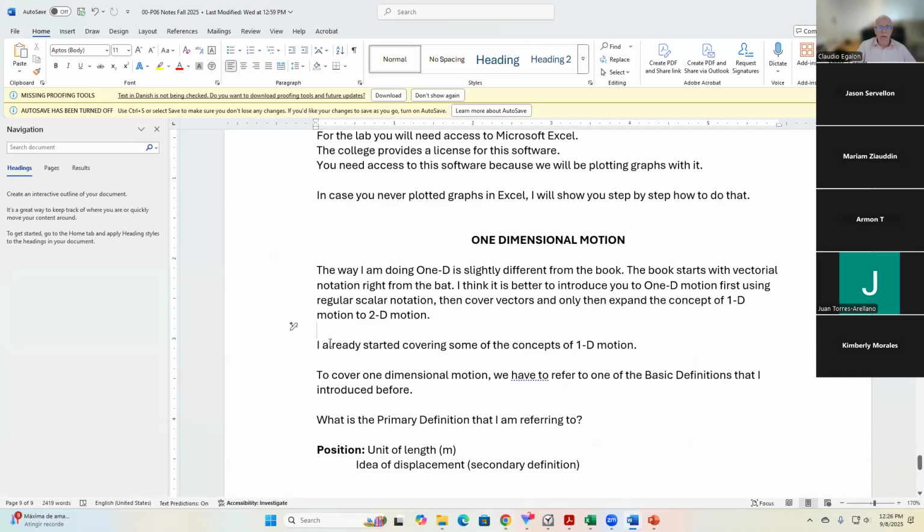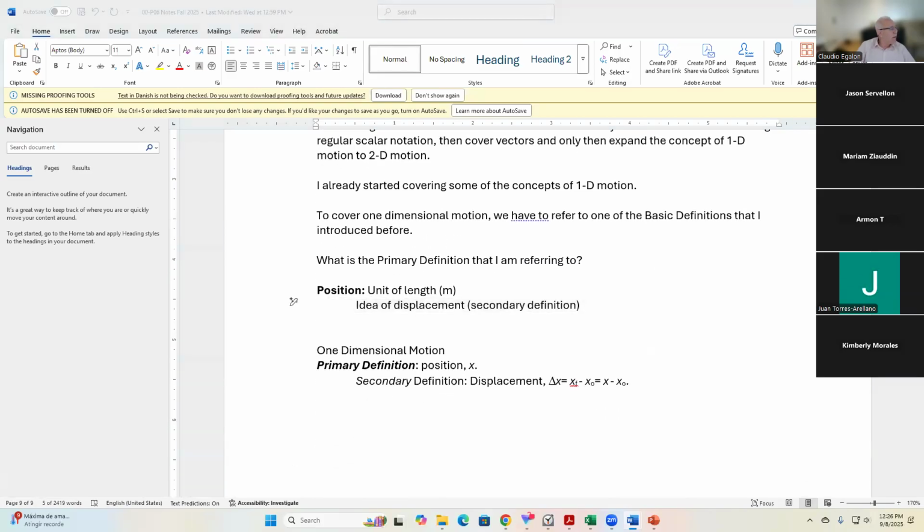So already start covering some of the concepts of 1D motion. Well, in order to cover the 1D motion, we have to refer to one of the basic definitions that I introduced before. Remember? The primary definition of the position as a unit of length. And then I introduce you to the idea of displacement. That's the secondary definition.